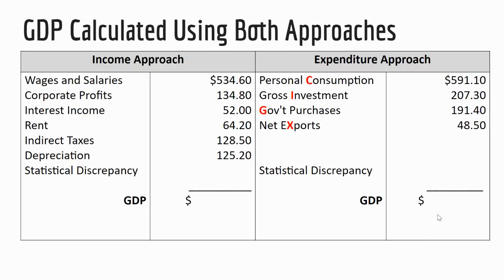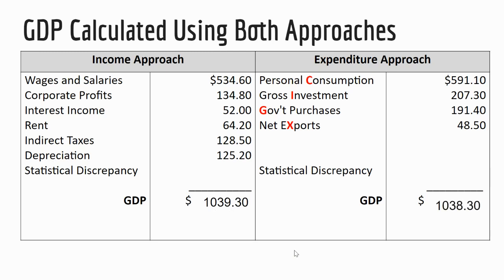So on the right here, we have the approach we just looked at for the expenditure approach. On the left, we have our income approach. And again, we're just looking at the list of items that I've included. Wages and salaries, corporate profits, interest income, rent, indirect taxes, and our depreciation. So we would just get these numbers from the government. We're going to add them all up, and we're going to get our total amount there.